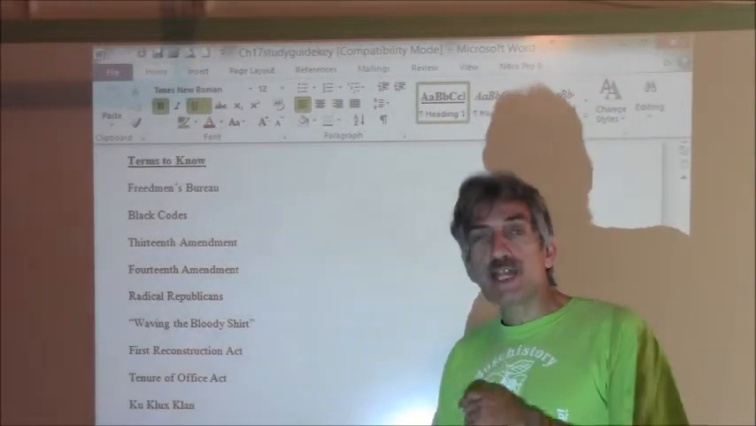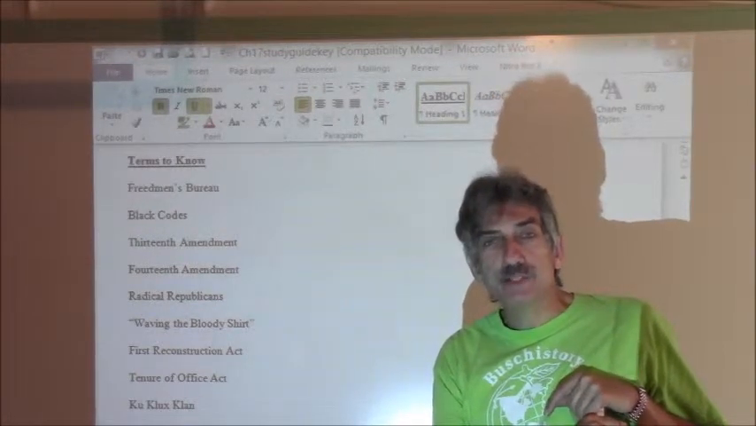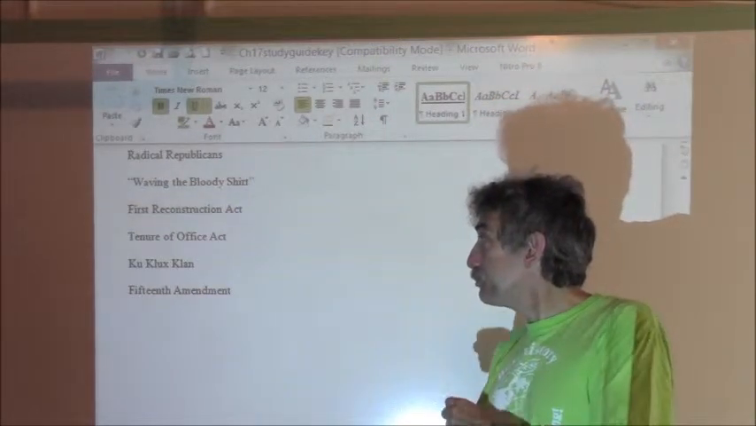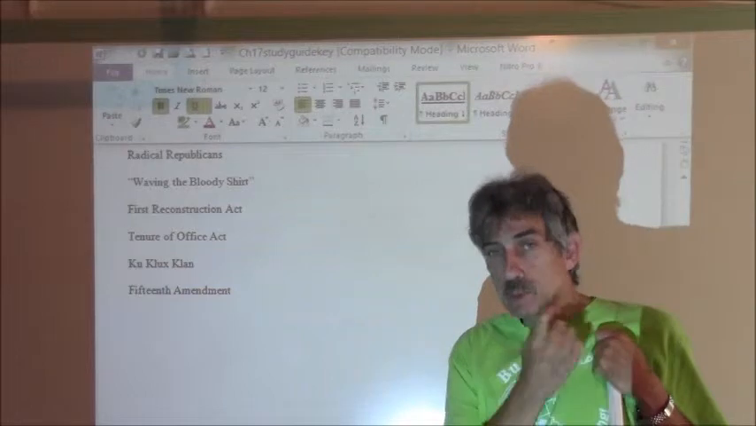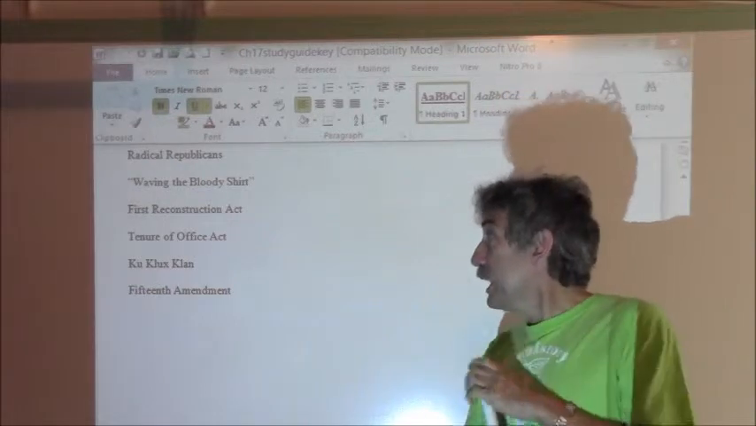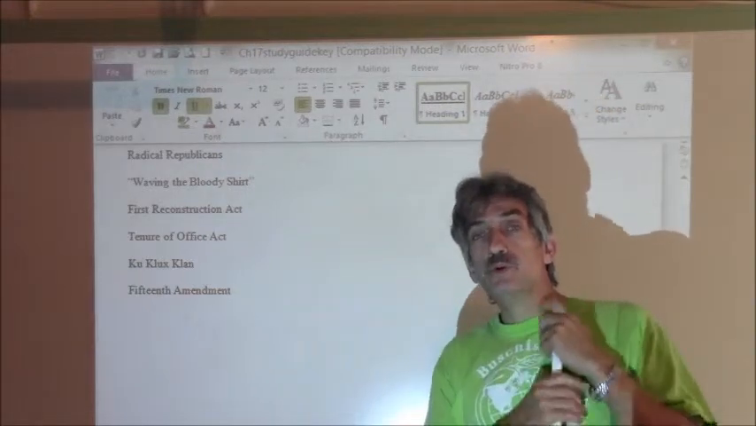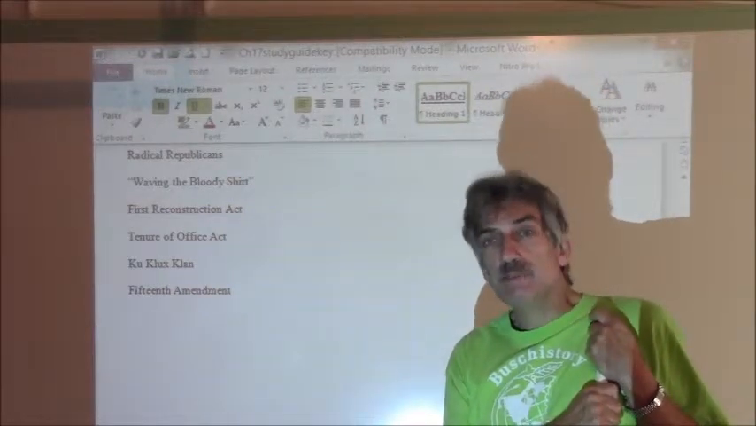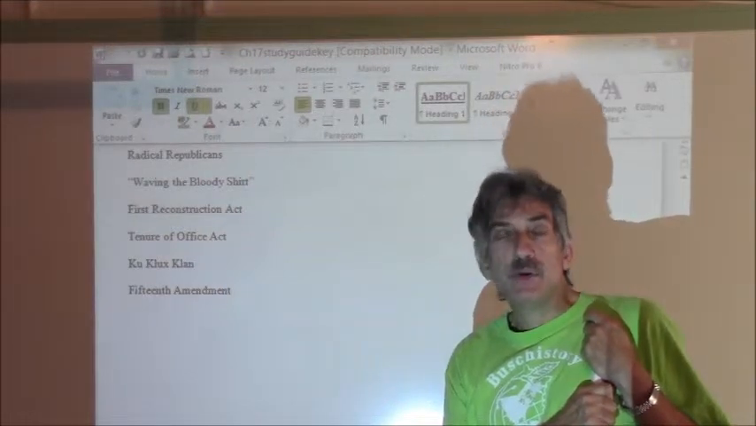The first Reconstruction Act was the idea that we would occupy the South with Northern troops. Moving along, the Tenure of Office Act. Tenure of Office Act was the law that was put in place by the Radicals to protect Edwin Stanton from Andrew Johnson, and we know that led to the whole Johnson impeachment. And the Ku Klux Klan was a group of Southern Democrats who got together to terrorize former slaves. The former slaves, the freedmen if you like, believed that the sheets that they wore, that these were ghosts in these sheets, and they were ghosts of Confederate soldiers.